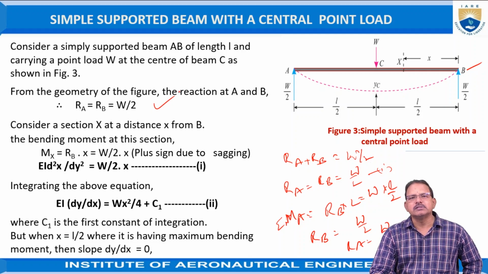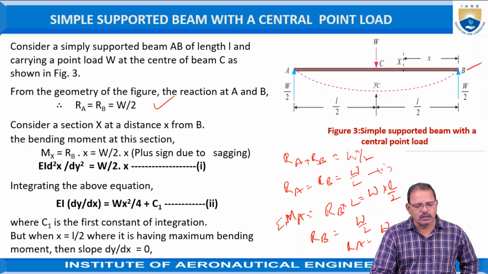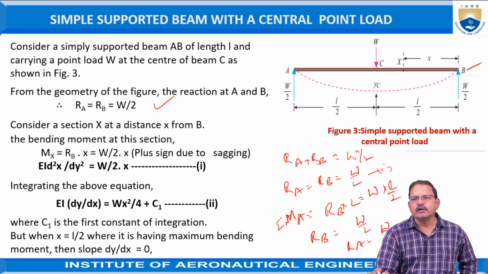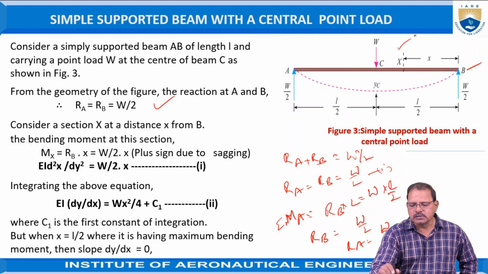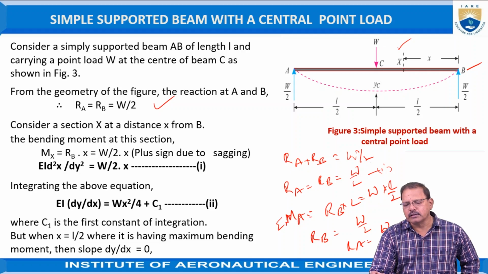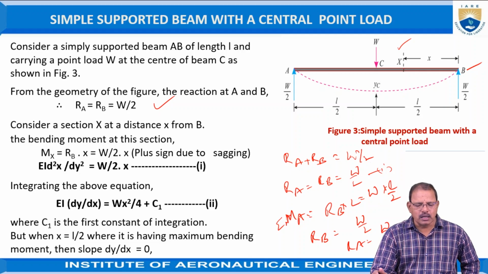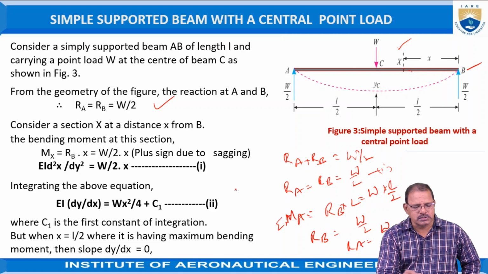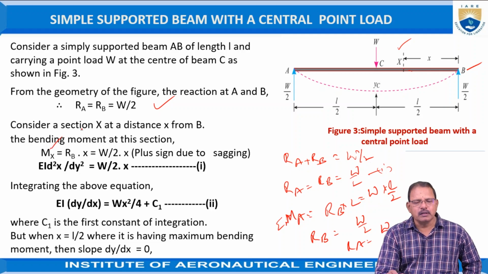Now considering distance x from B as shown in figure, which is represented as capital X, the bending moment at this point is given by, since only one single force is acting toward the right hand side of the x now, hence the bending moment is equal to force into distance. We can take it as Mx is equal to RB into x.